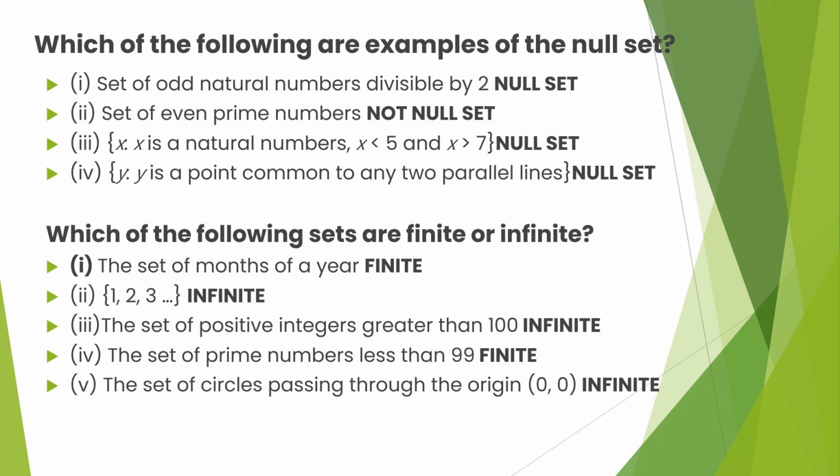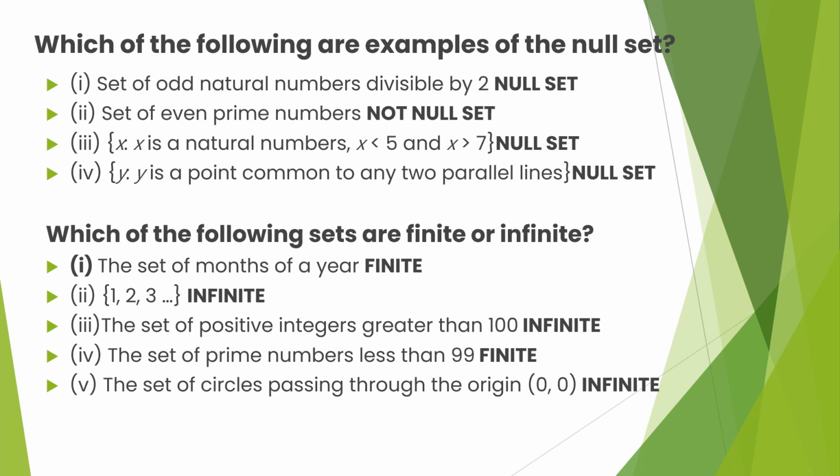Which of the following sets are finite or infinite, you have to say. First one, the set of months of a year, obviously finite. 1, 2, 3 and so on. The set of natural numbers, basically it is infinite. Set of positive integers greater than 100. You can have infinitely many positive integers greater than 100. Set of prime numbers less than 99. Yes, it is finite because prime numbers less than 99, you can have it as starting from 2. You can have all the prime numbers which are less than 99. The set of circles passing through the origin 0, 0.